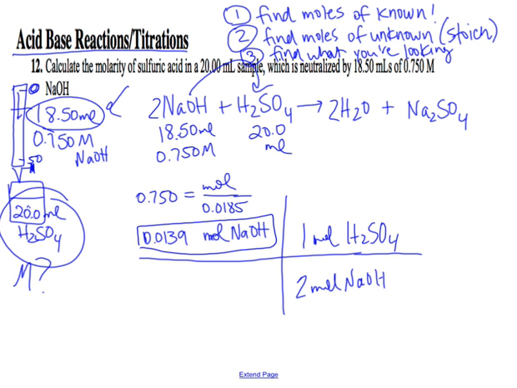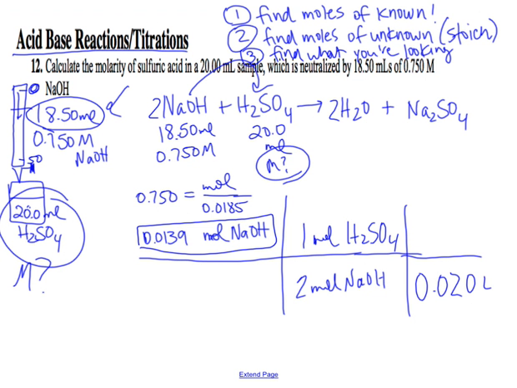Now, I could stop here and write that down, but what am I really looking for? What was the question? Calculate the molarity of sulfuric acid. If I know moles of sulfuric acid, what do I have to put down here? The only thing? The liters. So what's the 20 mL in liters? 0.020 liters.